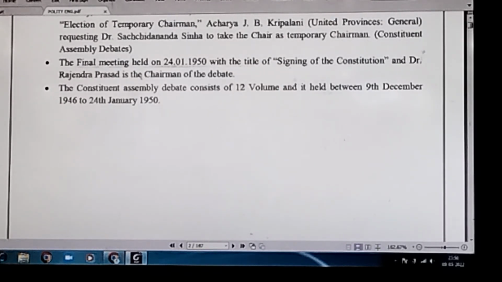The Constitution as adopted on November 26, 1949 contained a preamble, 395 articles and 8 schedules. The preamble was enacted after the entire Constitution was already enacted.